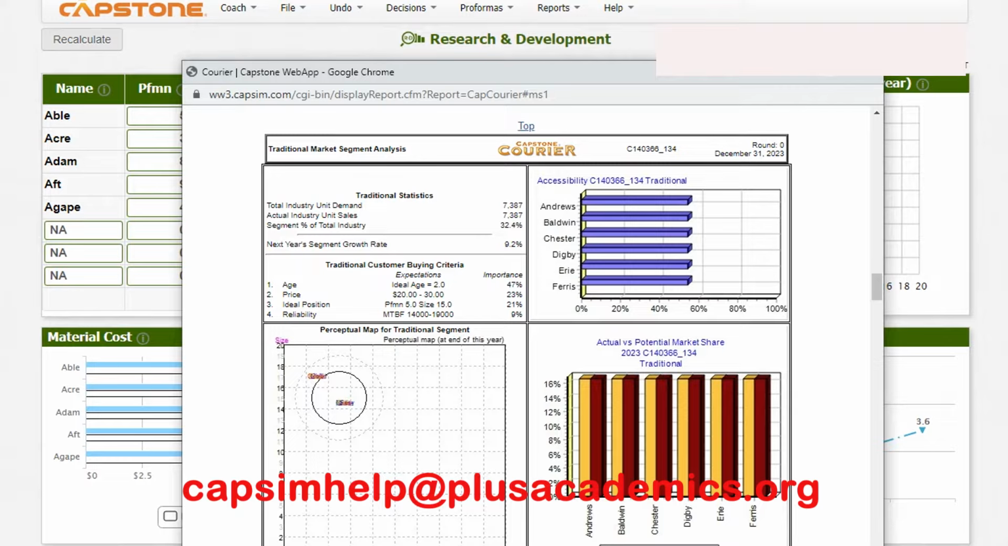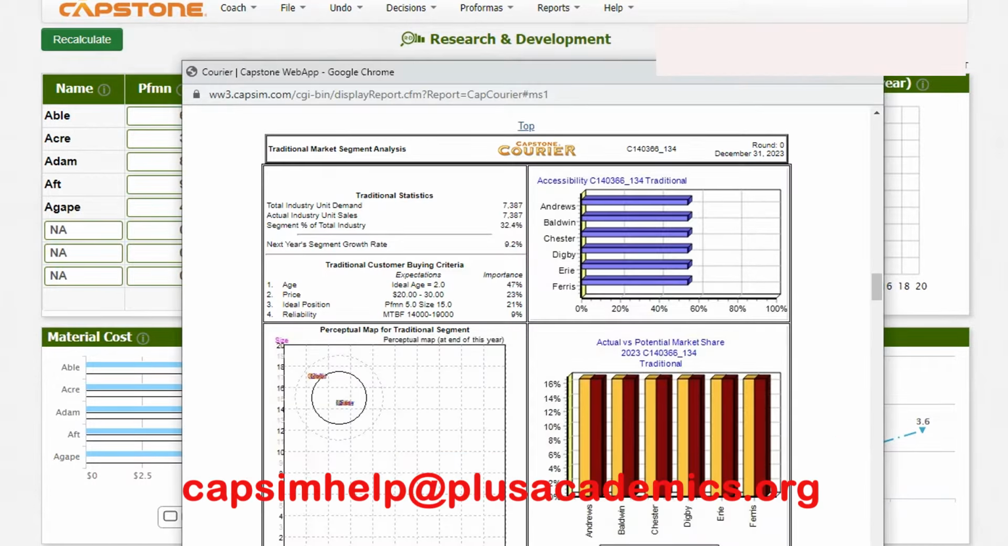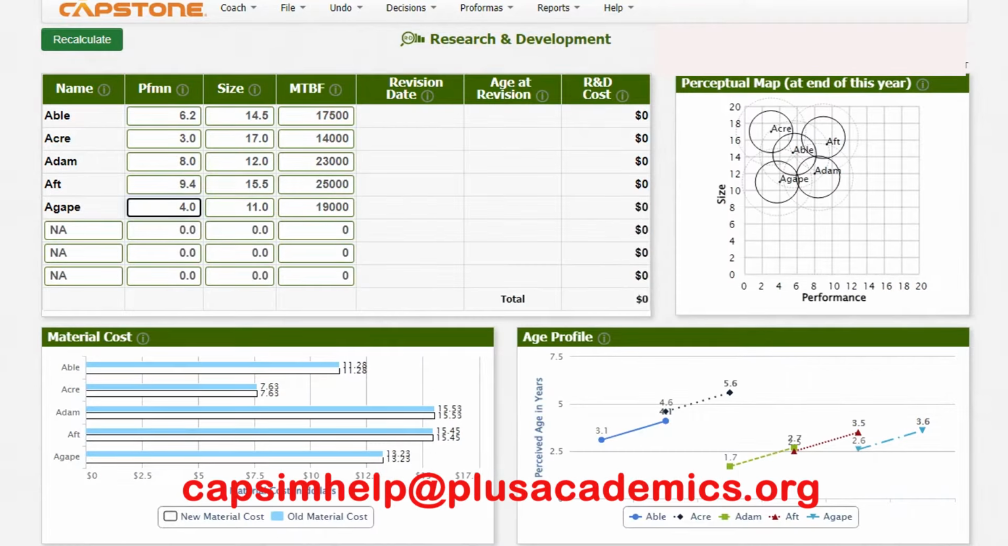Let's go to R&D and try to change the R&D figures and coordinates to see if we can meet the customer's need. As we have seen, this ideal position is the best when you go to the traditional market segment, and it has an importance level of 21%. So make sure you try to give the best to your customer. Now go to size, try 13.8. And then reliability, let us increase to the maximum, which is 19,000. That's all for the traditional product.